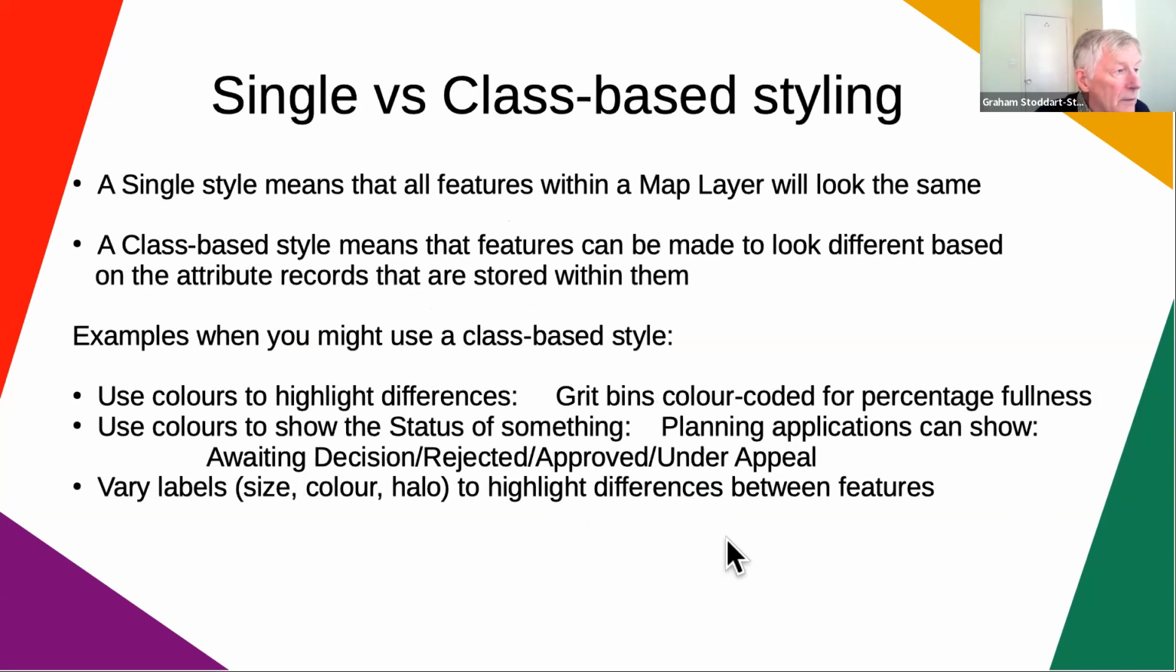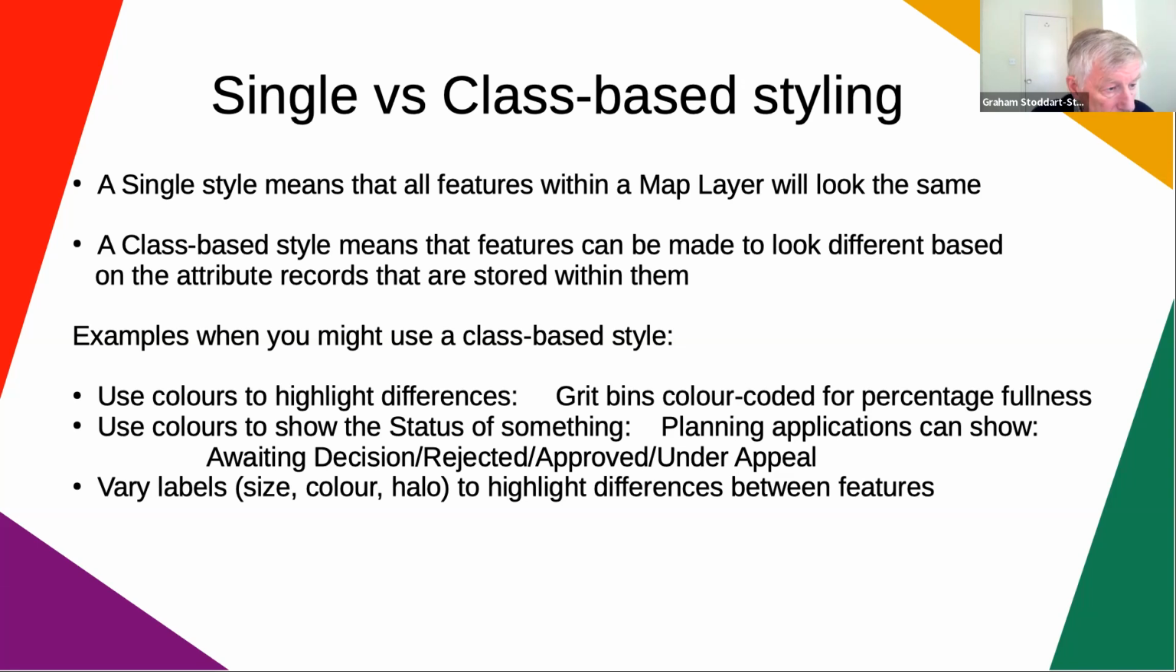So there are two real types of styling: single or class-based. Single means that every feature within a map layer is going to look the same according to the style. Class-based means that the features will change depending upon what records have been stored against that class. For instance, in the previous presentations we had sample layers which include status. If you change the status from not yet started to finished, then on a class-based system, that will change the color or the icon or whatever you've set it up.